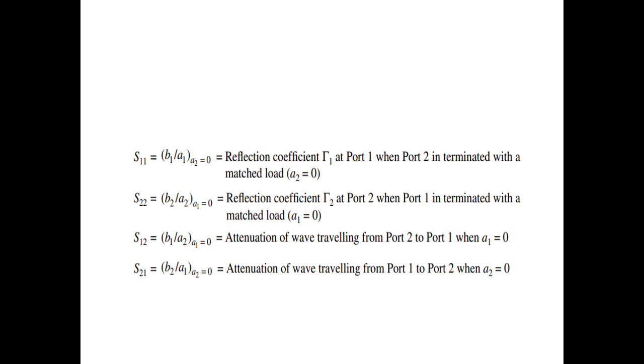S12 is the attenuation for the wave traveling from port 2 to port 1 when there is no incident wave at A1. S21 is the attenuation for the wave traveling from port 1 to port 2 when there is no incident wave at A2. So this is the process for a two port network, and similarly for an n port network, all the S parameters are calculated, and this defines the scatter matrix of the network.